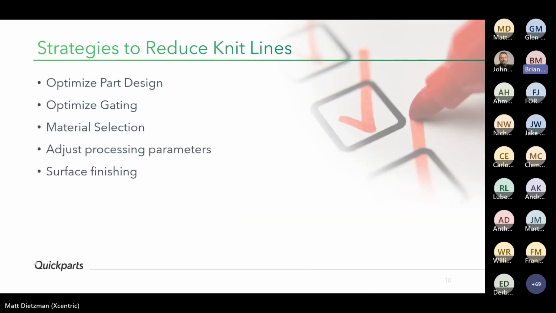So, strategies to reduce the knit lines. You can optimize the part design, optimize gating, and the material selection. There are some materials that are less susceptible to appearance issues with knit lines. You can do multiple processing changes with the parameters to change fill speed or pack and hold and things like that to minimize it. And then surface finishing. The heavier the grain, you will hide the knit line more than on a clear surface part.